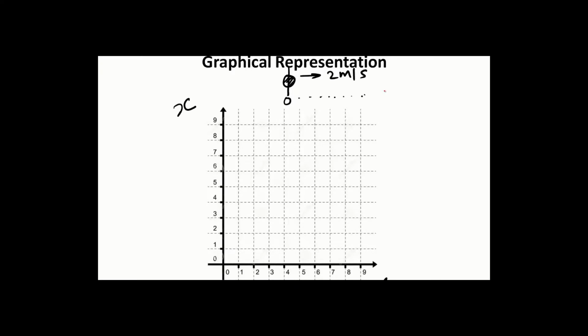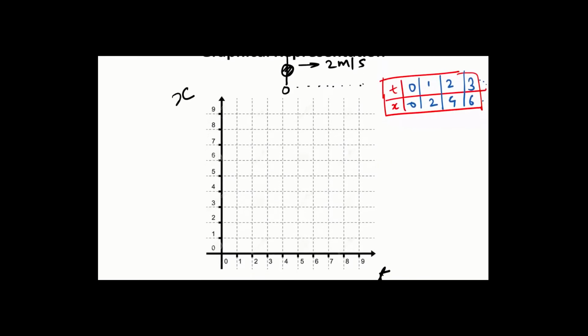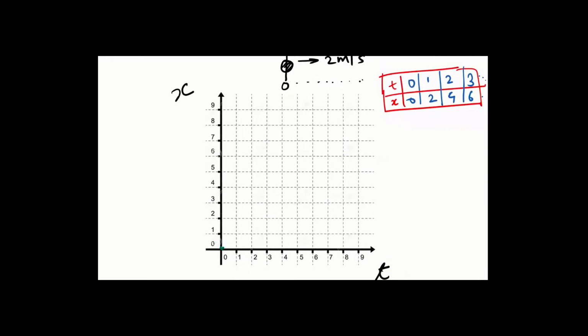So the first thing you do is make a table: at this time, this was the displacement. At time 0 it was 0, at time 1 it would be 2, at time 2 it would be 4, at time 3 it would be 6, and so on. How do you make a graph? You plot those points: 0, then 2, then 4, then 6, then 8, and then finally you join those dots to get a curve.